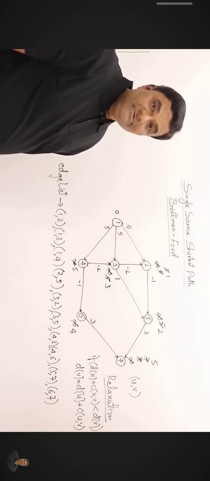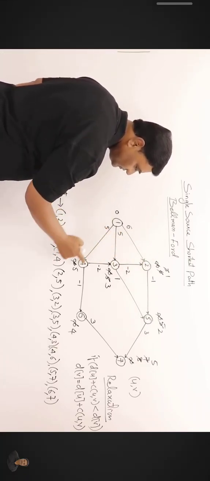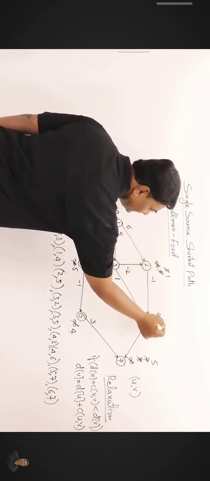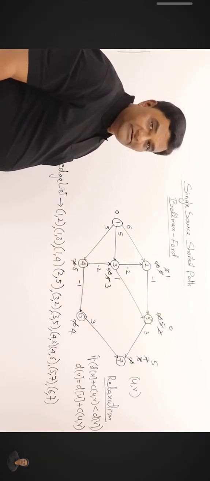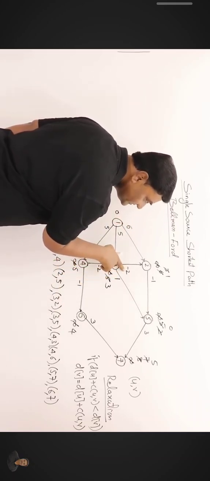I have completed 2 times. 4 more times I have to do. 1, 2. This will not change. 1, 3. This will not change. 1, 4 also will not change. Then 2, 5. 1 minus 1. This becomes 0. Right? Then 3, 2. So 3 is how much? 3. 3 minus 2 is 1. Already 1. Now no more changes.